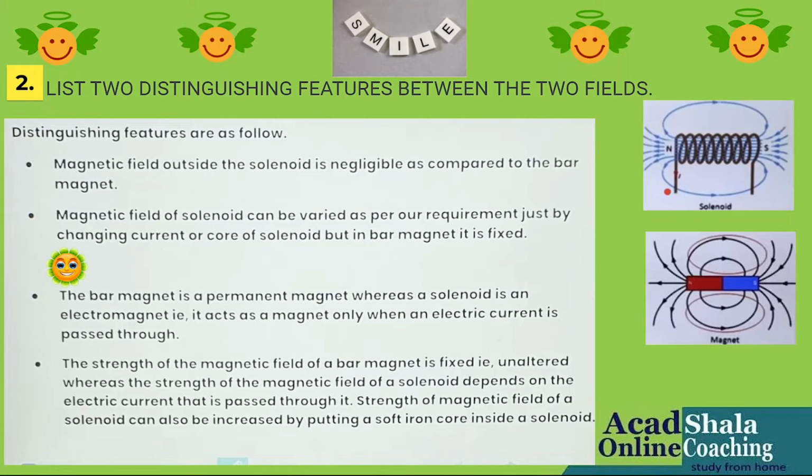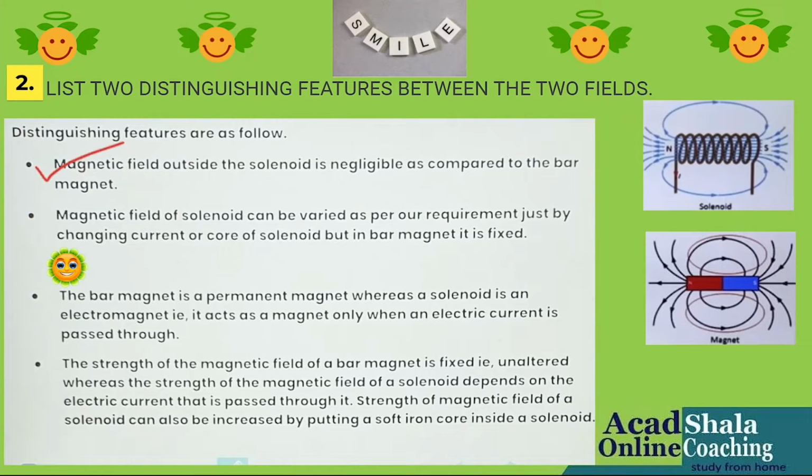Now, I also know, according to my knowledge, that a solenoid is an electromagnet, whereas a bar magnet is a permanent magnet. I cannot change anything in a bar magnet, so that is why it is a permanent magnet. So after knowing all these concepts which I've discussed with you right now, we have come to the conclusion to give an answer for this question, which says, list two distinguishing features between the two fields.